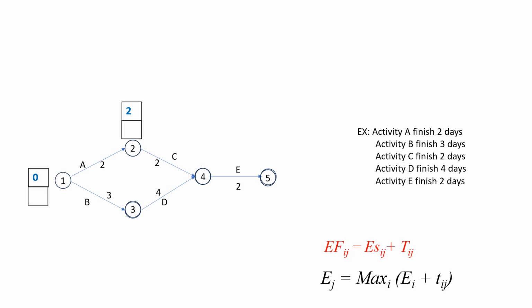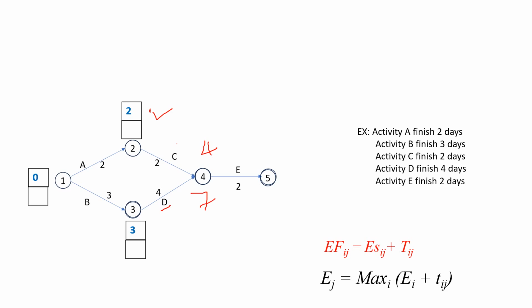Then the finishing time at activity B is 3. So next we have to see activities C and D. For activity C, the starting time is 2, then the finishing time will become 2 plus 2, 4. Next we have to see activity D, the starting time is 3 and the finishing time is going to be 3 plus 4, that is 7.